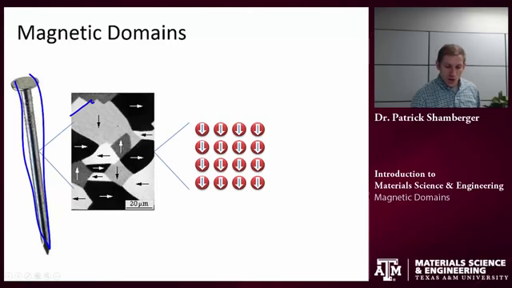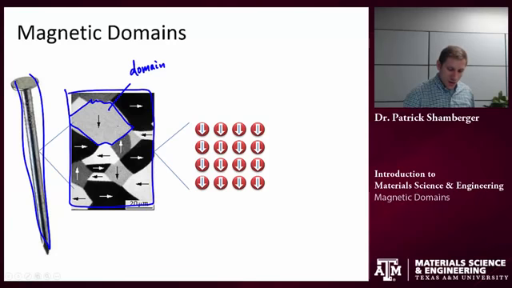There are small regions. Within that region, all of the magnetic moments are pointing in one direction. And so this is what I call a domain. So a domain is a region within a crystal that has all of those magnetic moments aligned in some particular direction. So just to point this out, this can all be in one single crystal of iron.